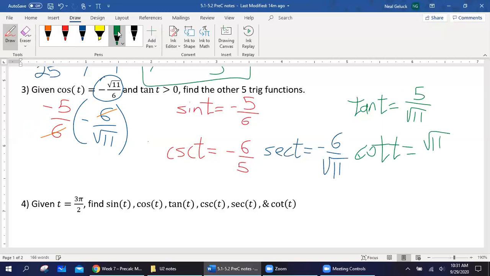root 11 over 5. So again, whichever option you want, you can use the unit circle equation, x squared plus y squared equals 1, or you can draw a triangle. That's how we were doing it previously, was drawing a triangle. Does not matter. Whatever makes more sense to you.